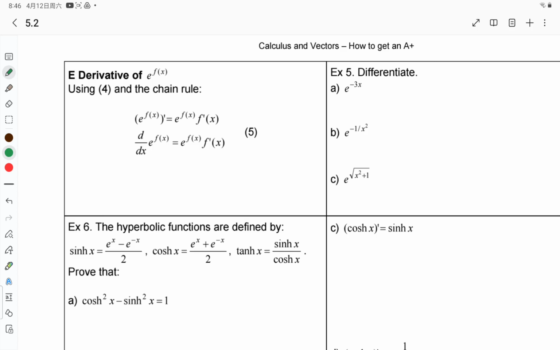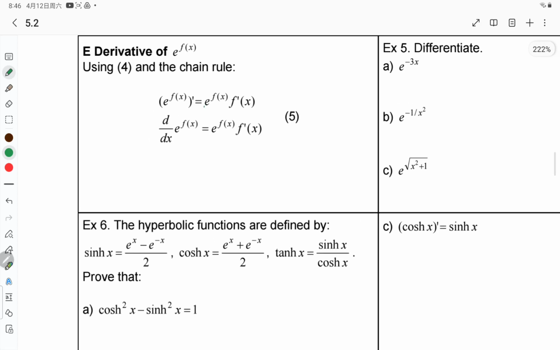And then e to the any function f of x, I think this is easy breezy for us because we already know the chain rule, so it shouldn't be hard, right? So this is the first layer of the chain rule, right? Because the derivative of e to the u with respect to u is just itself, e to the u, right? Copy it down, the same thing. So we copy e to the f of x and then times f prime of x.